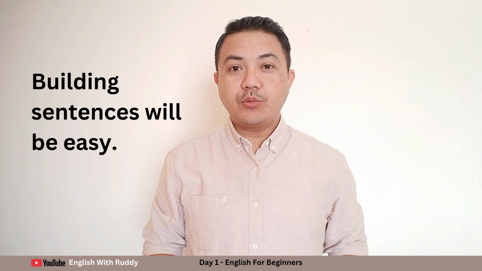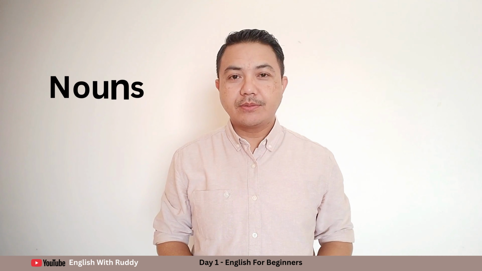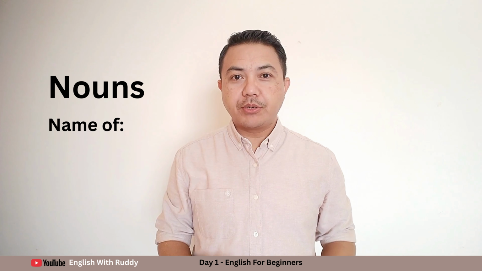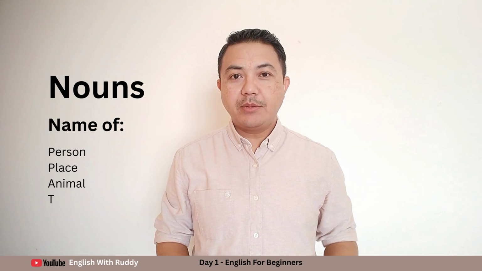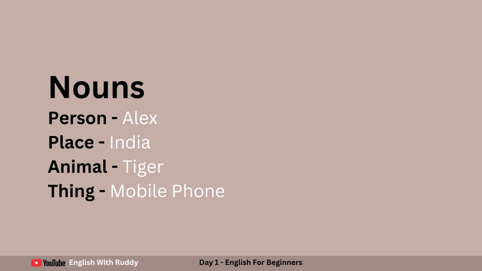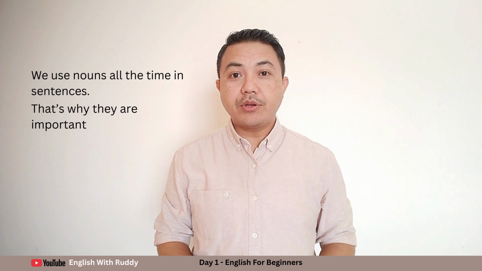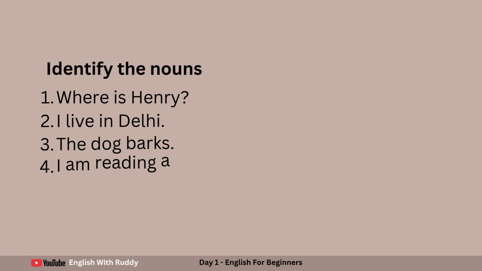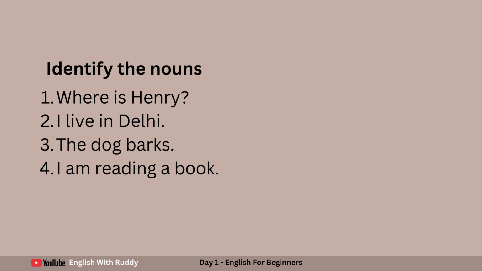So let's begin with the first one, nouns. A noun is a name of a person, a place, an animal, a thing, and so on. For example, we use nouns all the time in sentences. That's why they are important for you to learn. Let's see if you can identify the nouns in these sentences. Have you found out? Alright, here are the answers.